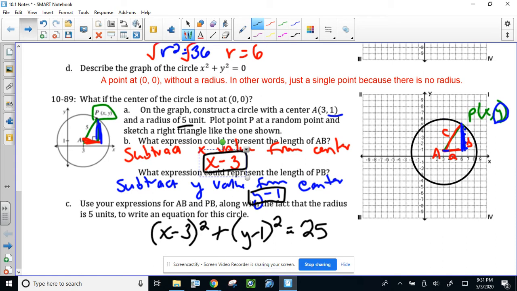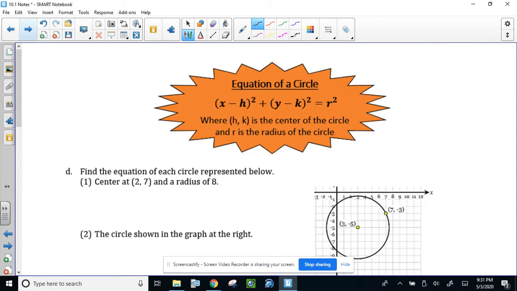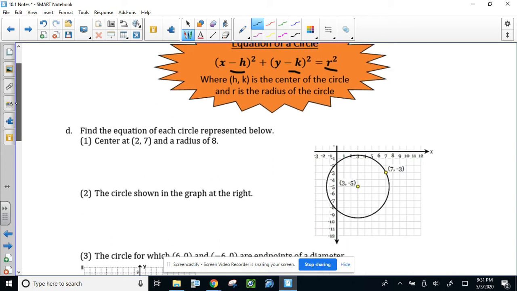And so that's what gives us that generic equation. And if you look here, boom, there's our generic equation for the circle. HK is the center of the circle, R is the radius. So we're going to subtract the center values and we're going to square our radius. So let's do just a couple of quick examples here.